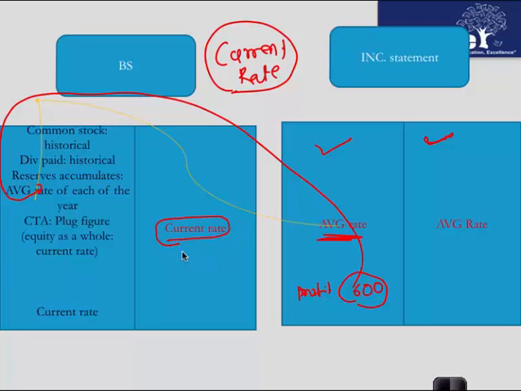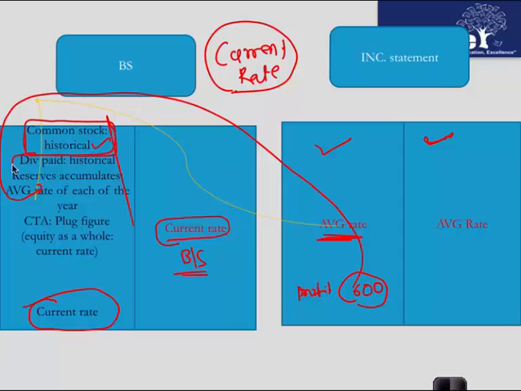Meaning of current rate is rate on the balance sheet date. That means if you are preparing financials on 31st of December 2017, then that is your current rate. Is it fine? All liabilities would be also converted at current rate. Common stock, we will use historical. Meaning of historical is the date on which common stock was issued. So if your common stock was issued in 2008 in Zimbabwe, then the rate of exchange which existed on that day in that country is your historical rate.